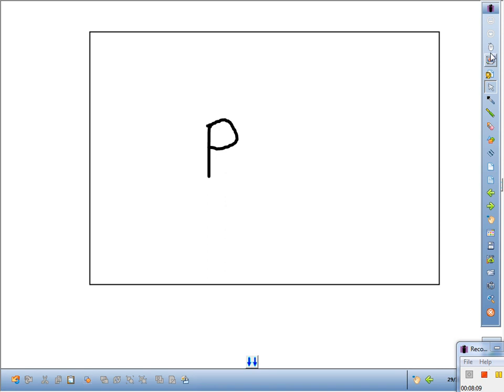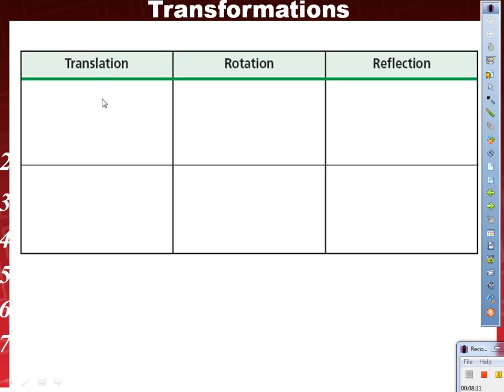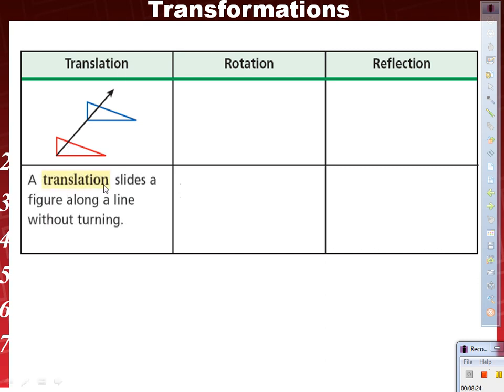Now let me show you what you're going to write on your table. I give you a pre-image, which is in red. The blue image is the image after I do the translation. What do you guys notice? That there's a line, right? That means when you do a translation, it slides a figure along a line without turning. Copy that, please.